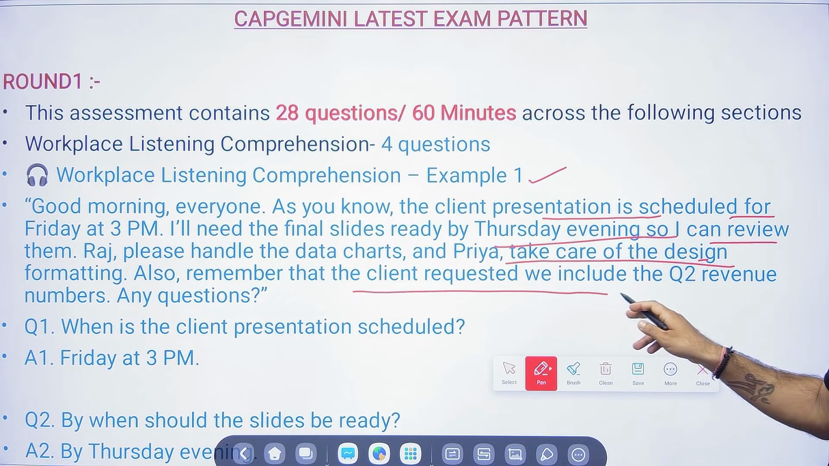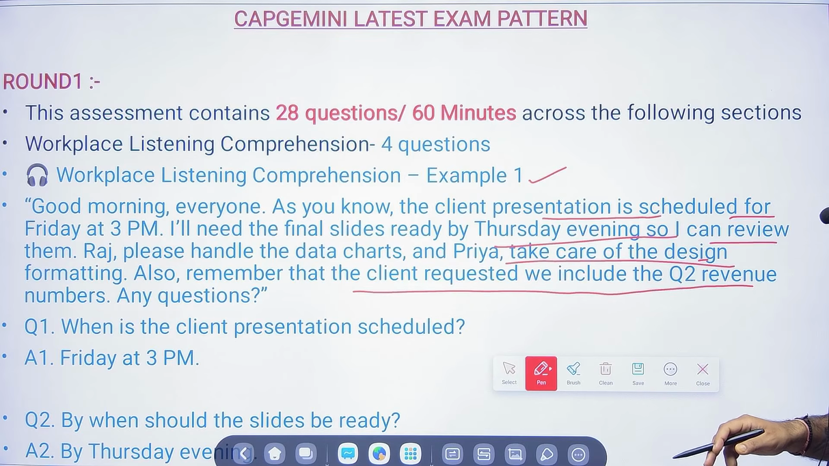Also remember the client request, we include the Q2 revenue numbers.